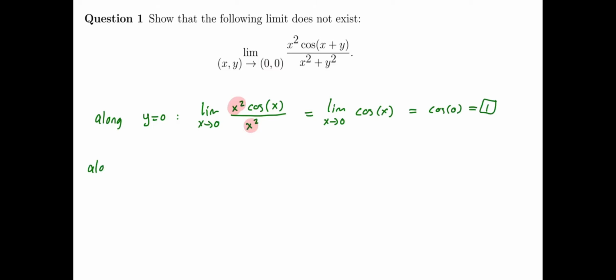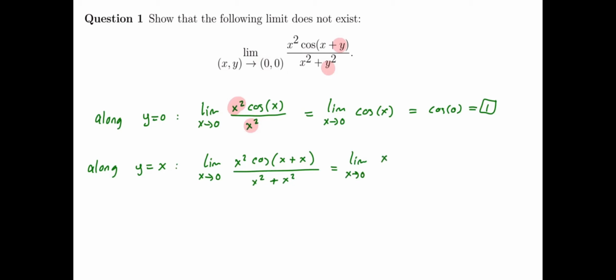Now let's take a look at another path. For instance, let's go with y equals x, because that will also pass through the point 0, 0 that we're approaching. So if y is equal to x, then we have the limit as x approaches 0. I'm going to replace each y with x, then simplify. So we have x squared cosine of x plus x, because y is x, all over x squared plus x squared, because y is x. And then I'll simplify this. So we have the limit as x approaches 0 of x squared times cosine of 2x over x squared plus x squared, that's 2x squared.